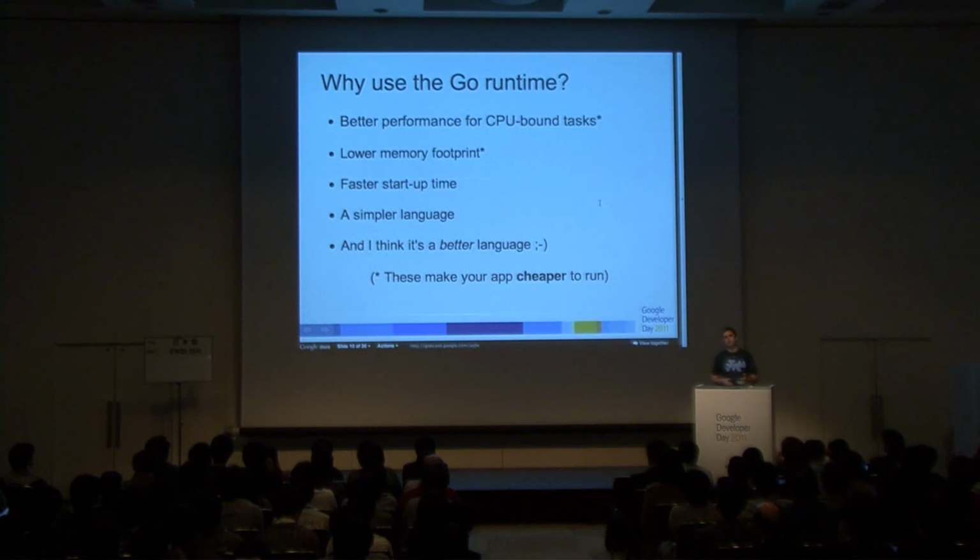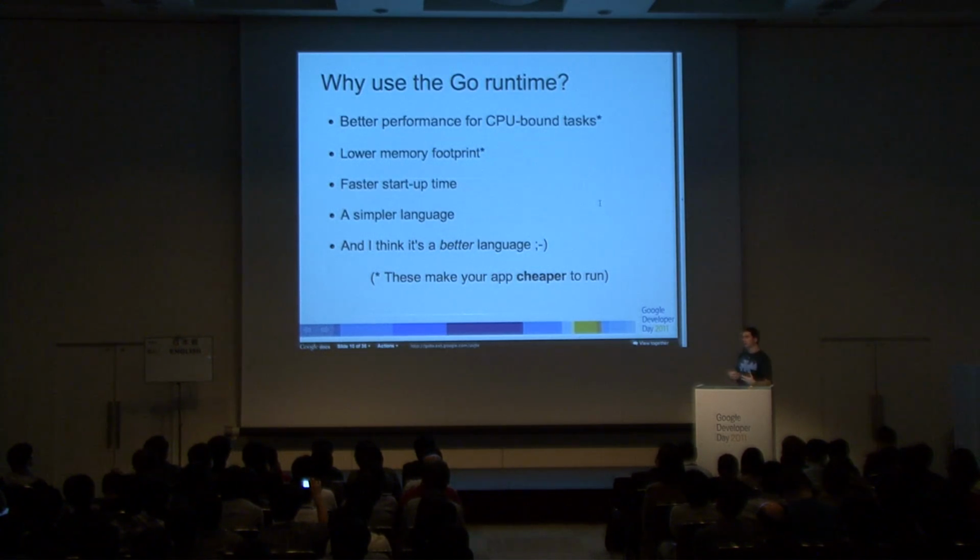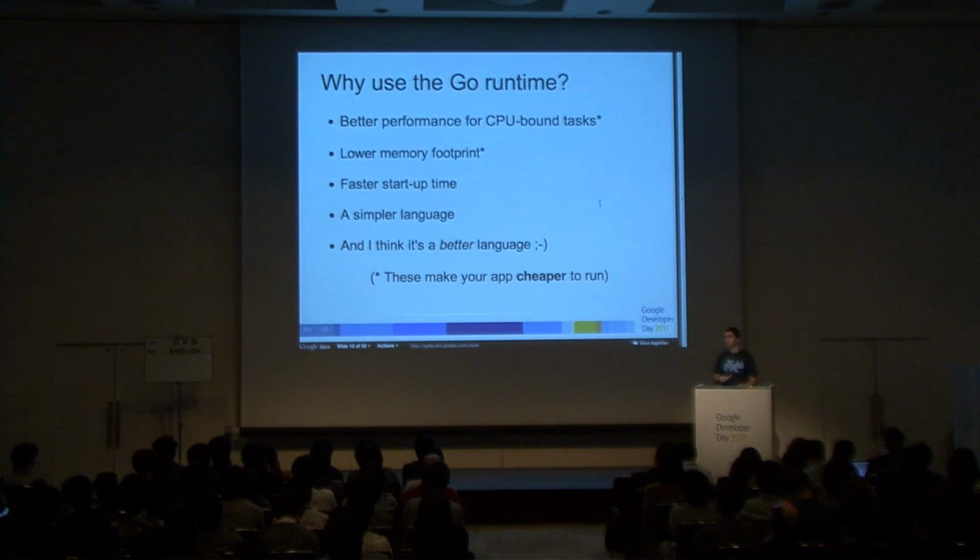So why would you choose to use the Go runtime? Well, the primary benefit over the Python and Java runtimes is that you get better performance. If you have CPU-bound tasks, you can complete them a lot quicker with Go. Also, Go tends to have a much smaller memory footprint. And both of those things, with the new pricing scheme, you will actually pay for in a more fine-grained way, so you may save money using the Go runtime.